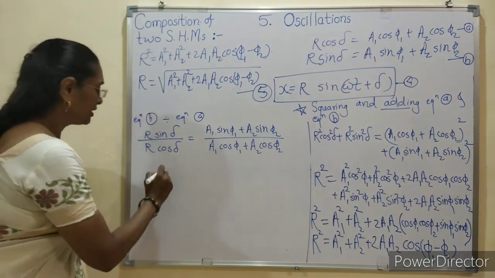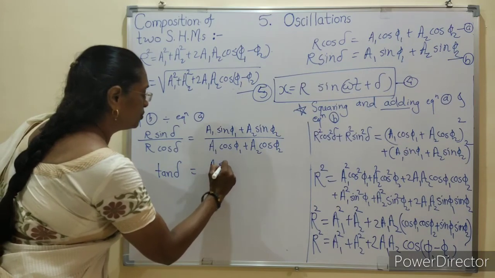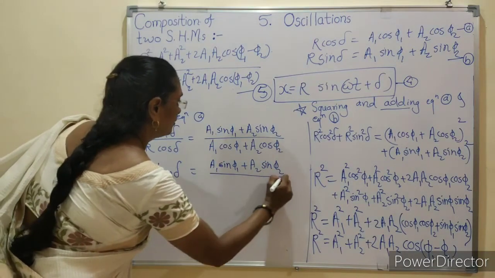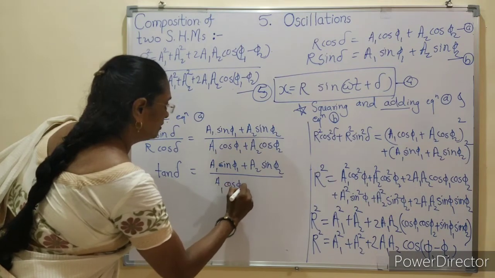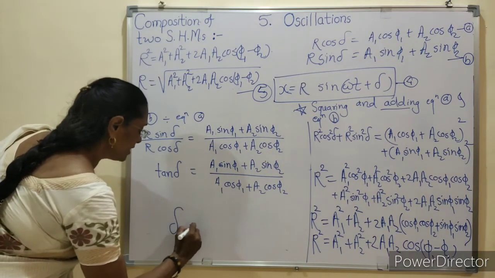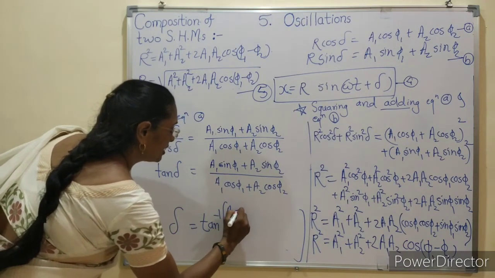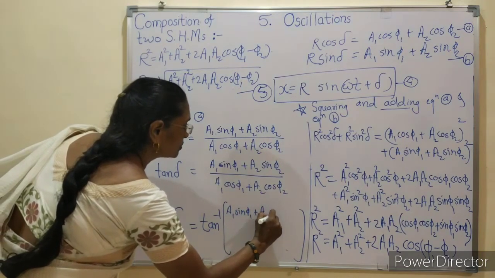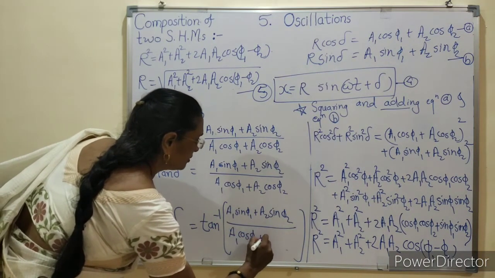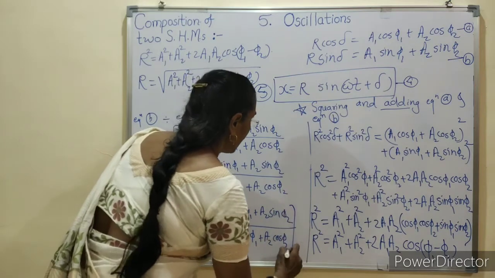Here sin delta upon cos delta is tan delta. R gets cancelled. We get again the same ratio, divided by A1 cos phi1 plus A2 cos phi2, and delta can be written as tan inverse of the ratio: A1 sin phi1 plus A2 sin phi2 over A1 cos phi1 plus A2 cos phi2. Now this equation we give the number equation 6.